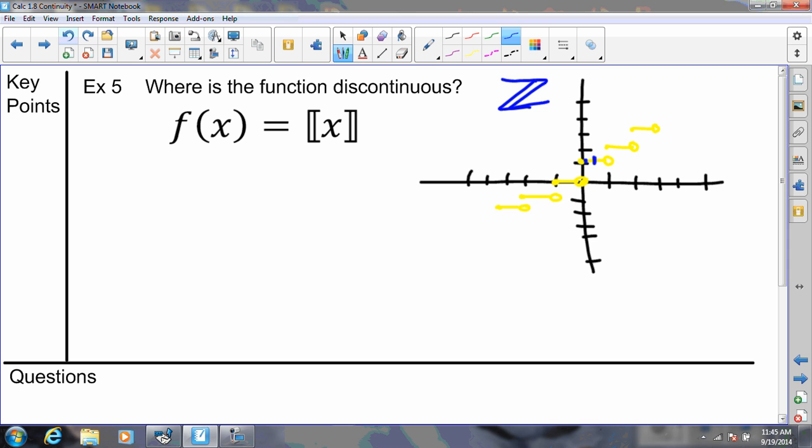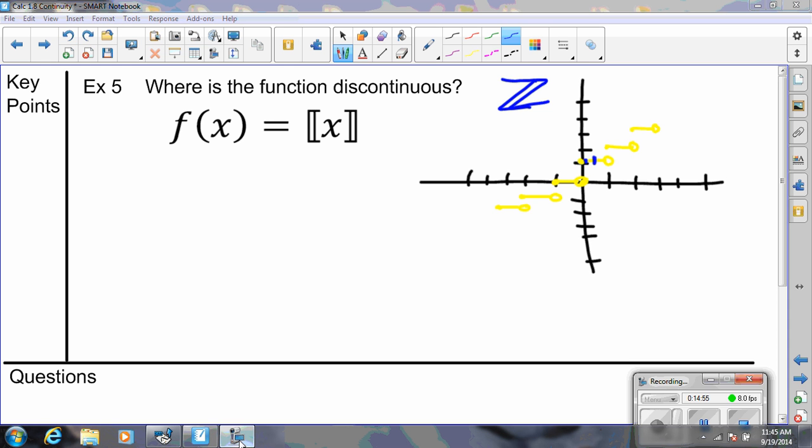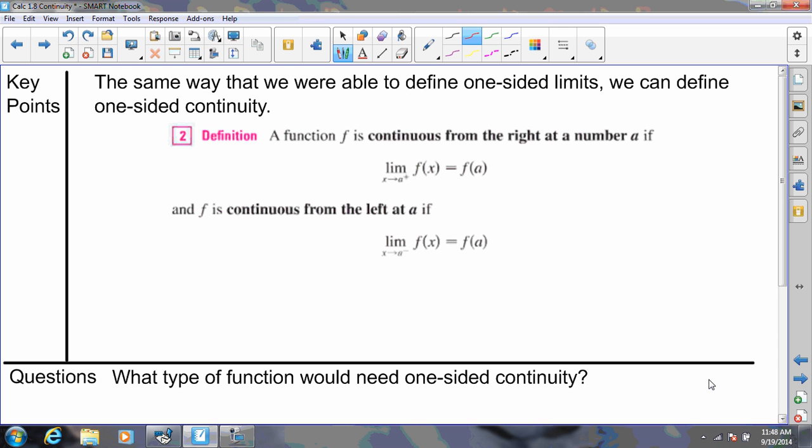Any integer is where a jump is going to occur. Those are the points of discontinuity. Okay, the same way that we were able to define a one-sided limit, we can further discuss one-sided continuity.